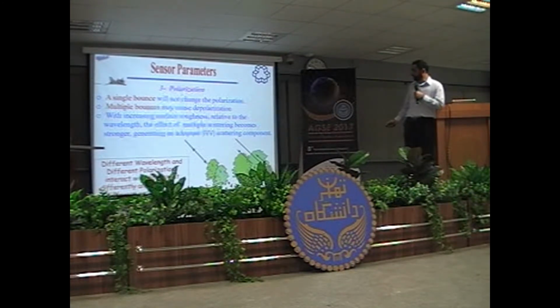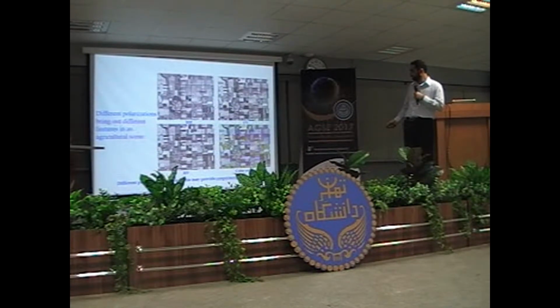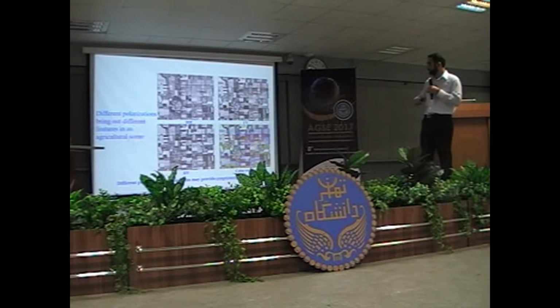Again, with polarization, you have single bounce and multiple bounces. And you can have different polarizations, HH, VV, HV, and a color composite. This is the color composite of the three images. In a color composite, when we have different polarizations, the amount of information is higher because this information is complementary, not redundant.